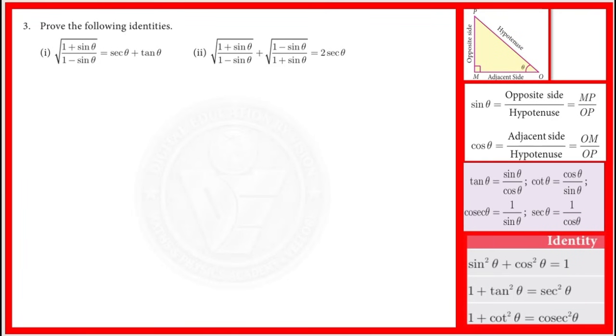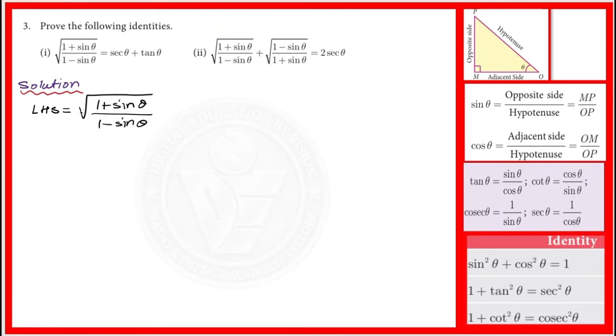So first write the solution. Now take the LHS here. LHS is equal to root of (1 plus sin theta) divided by (1 minus sin theta).